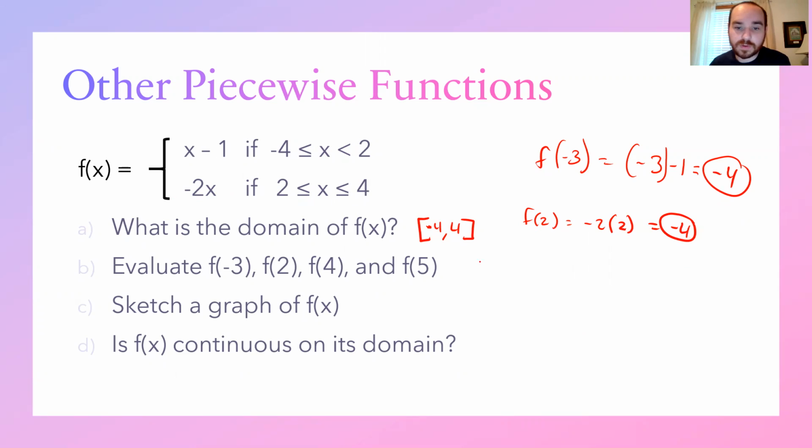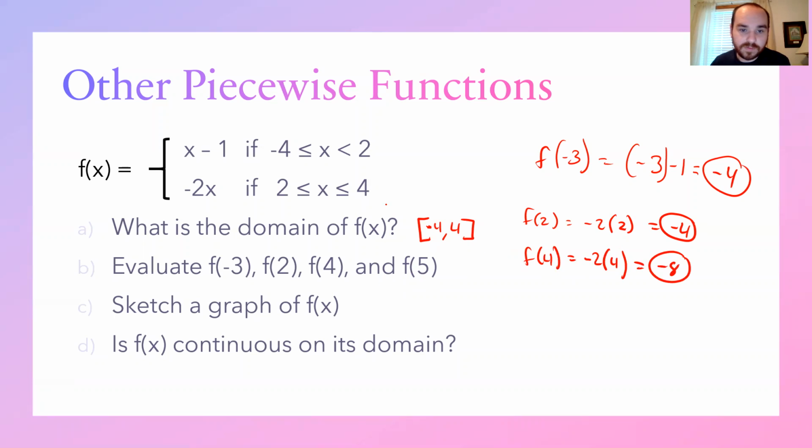And then the next one, we want to evaluate f of 4. So f of 4 is also in this bottom function, so we're going to use the f of x equals -2x. So f of 4 equals -2 times 4, which is equal to -8.